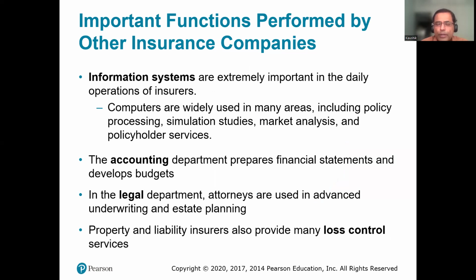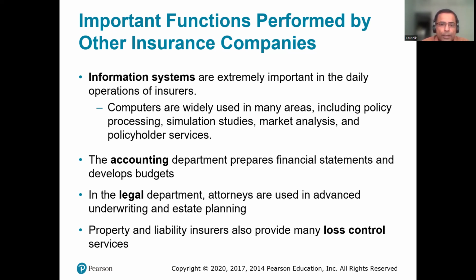There are other important functions associated with the 6 functions we have described so far. An important one is information systems. So this is digital information available to different departments for taking decisions, for analysis, and so on. We have the accounting department, which prepares financial statements and also does the budgeting. The legal department consists of legal experts who help with underwriting and other activities.